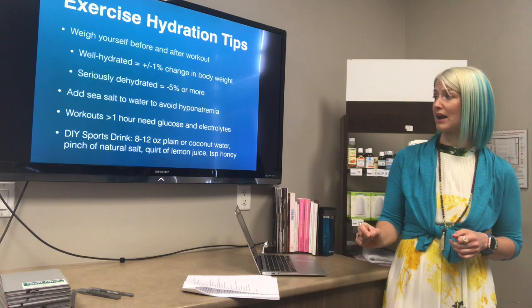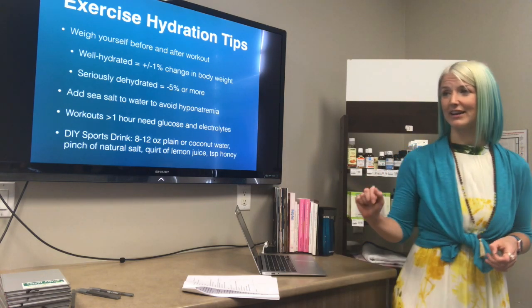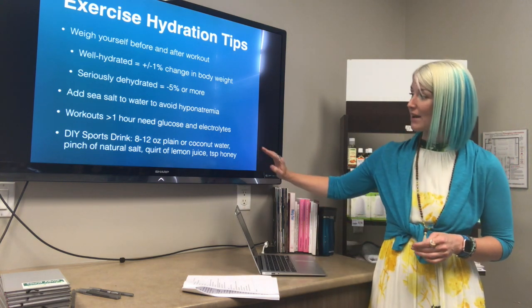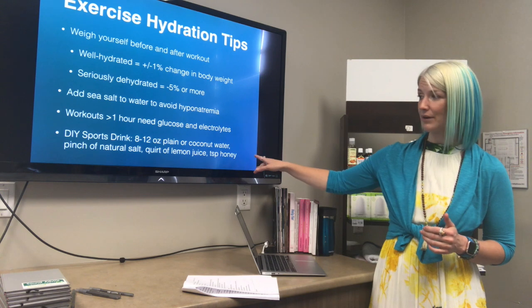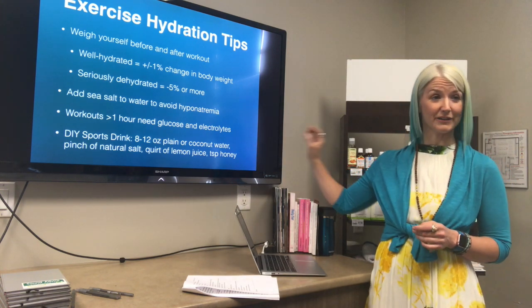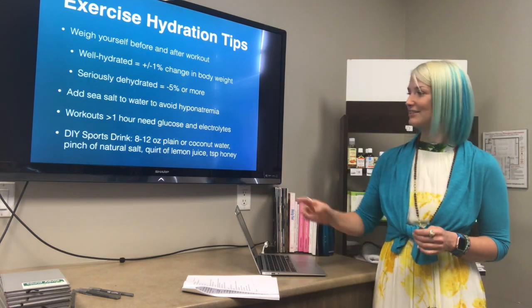Any workouts greater than an hour need a little bit of sugar and a little bit of electrolytes. And instead of getting the sports drinks, you can make your own. 8 to 12 ounces of plain or coconut water with a pinch of natural salt, a squirt of lemon juice, and a teaspoon of honey is the perfect replenishing, hydrating sports drink. And fairly low cost too.